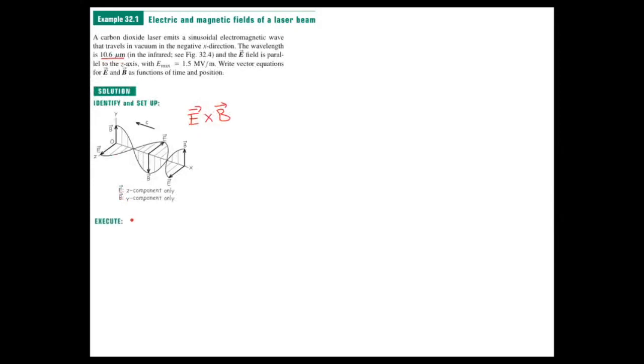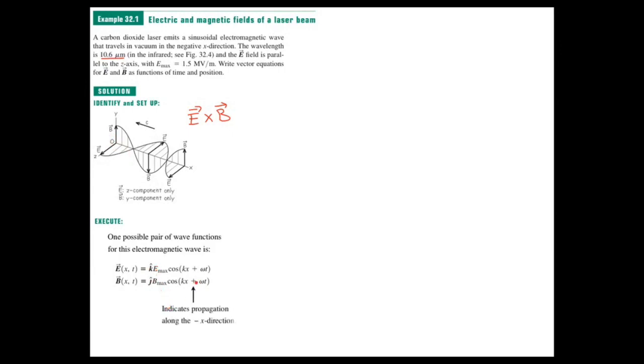So we can immediately write down equations for the electric and magnetic field as shown here. E is in the k hat direction. It's some E max times the cosine of kx plus omega t. And B is going to be in the j hat direction with B max cosine of kx plus omega t. There's no relative minus sign here by the argument I just made from the diagram. And the positive sign indicates that the direction of propagation is in the minus x direction.